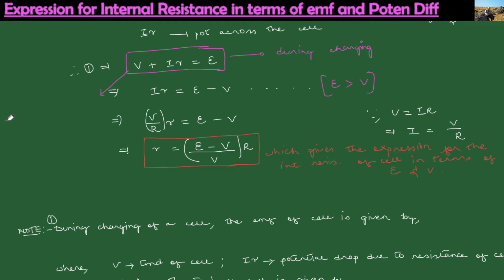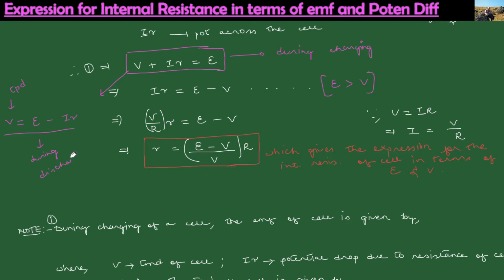If we take the discharging case, when the cell is discharged, we want to find the terminal potential difference. During discharging, the EMF of the cell will be greater than the potential difference of the cell. So V equals E minus IR. This will be the case during discharging.